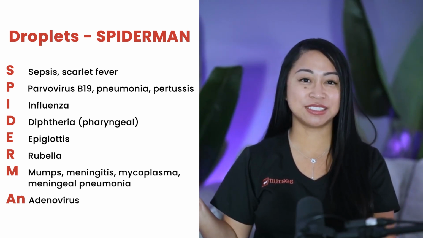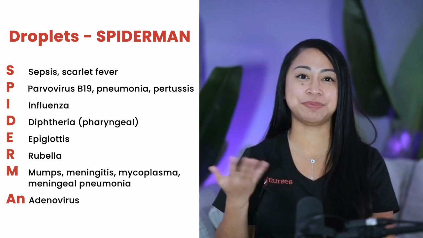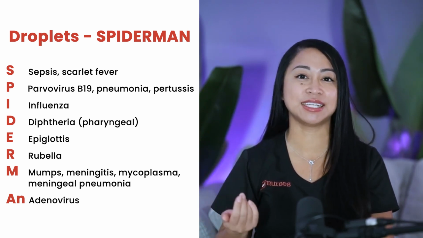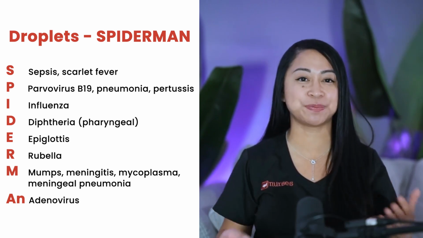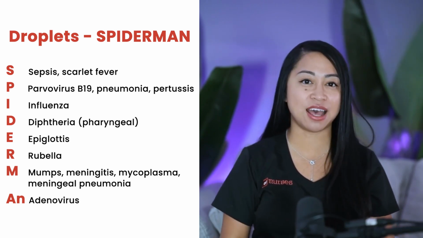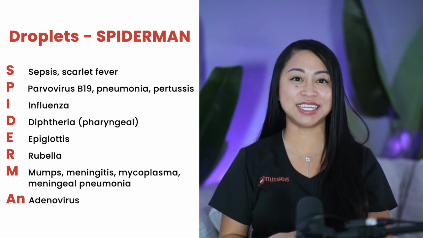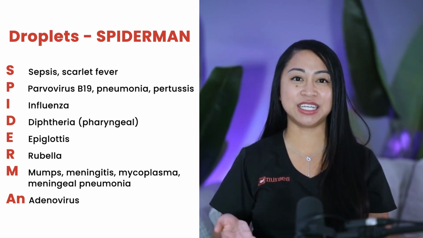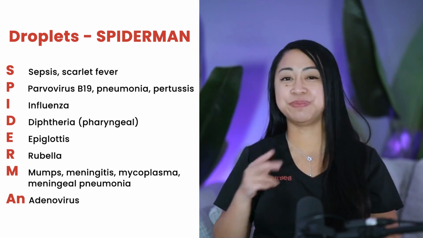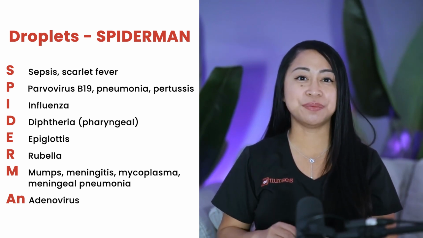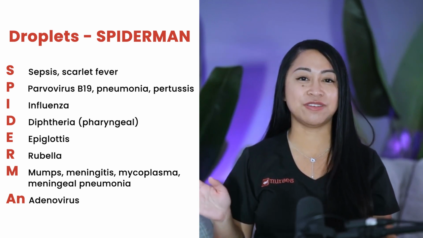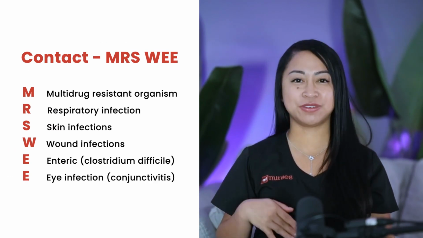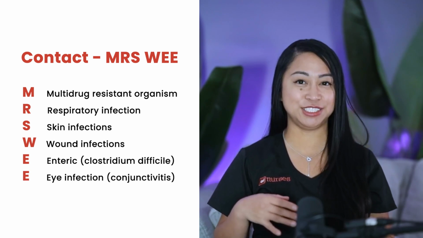Spider-Man, droplets. So you can see, for example, sepsis and scarlet fever for S; pneumonia, pertussis, parvovirus B19 under P; influenza is I; diphtheria is D; epiglottitis is E; rubella is R; mumps, meningitis, mycoplasma, meningeal pneumonia for M; and then adenovirus for N. The acronym for contact precaution is MRS. WEE.